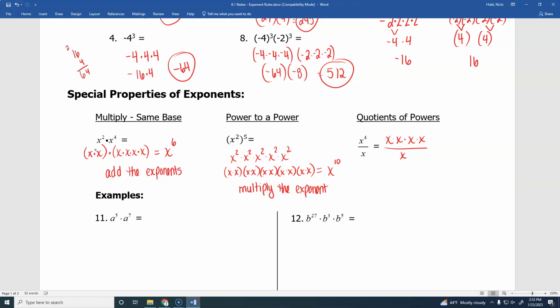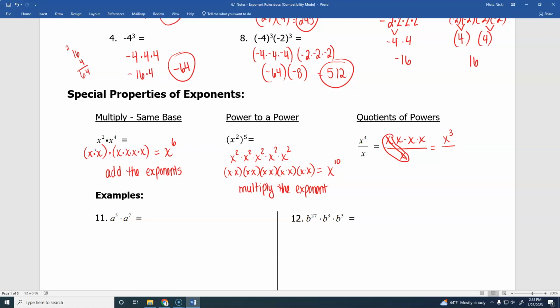What is something divided by itself? It's just 1, right? So like if I take this x right here and divide it by this x in the bottom, x divided by x is just 1, right? So these cancel each other out, which means that I would have just 3 x's left in the top, right? So I got x to the 3rd. In the bottom, I don't have anything left. What do I put there?